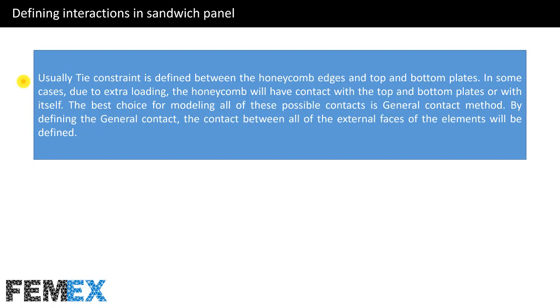Usually, tie constraint is defined between the honeycomb edges and top and bottom plates. In some cases, due to extra loading, the honeycomb will have contact with the top and bottom plates or with itself. The best choice for modeling all of these possible contacts is the general contact method. By defining the general contact, the contact between all of the external faces of the elements will be defined.